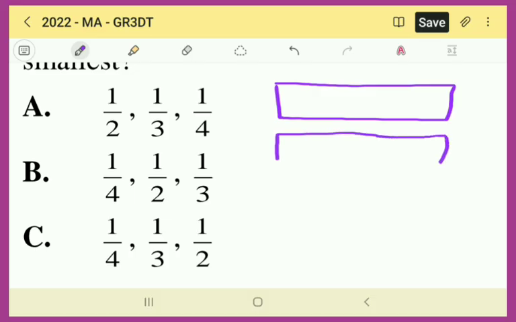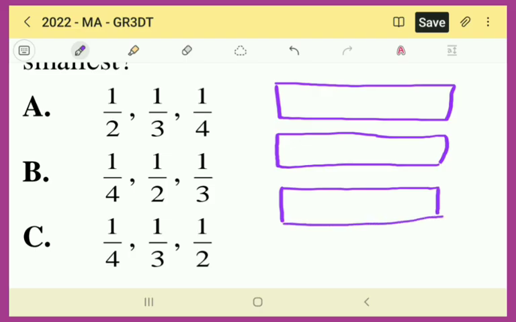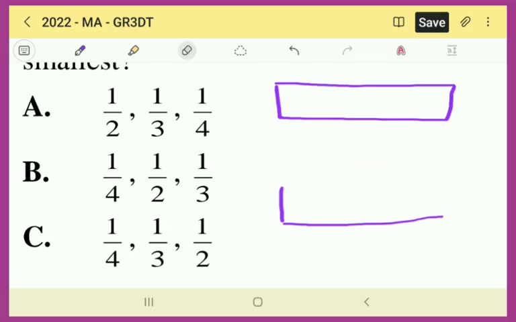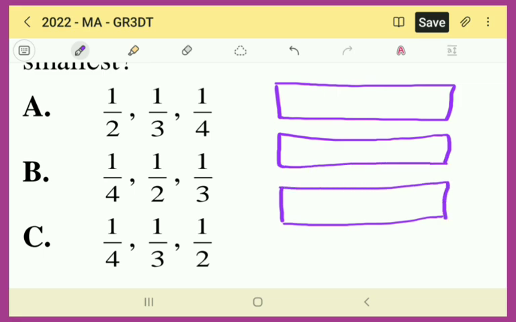One to show a half, one showing a quarter, one showing a third. All right, same length of rectangles. So let's take it that they're all the same length.